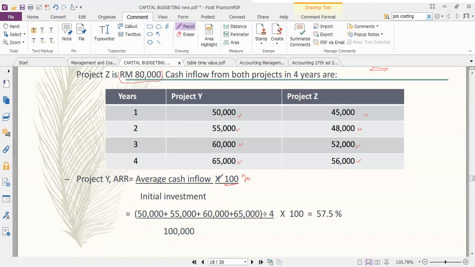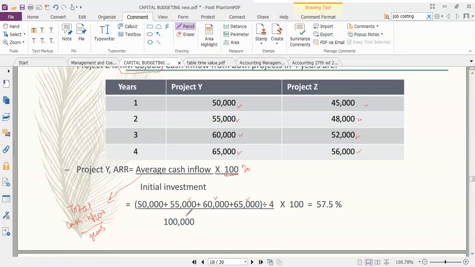Okay, how to calculate average cash inflow? You just, okay, purata. Average is purata, right? Average means that you total up all the inflow for the 4 years, and then you must divide with the years, 4 years. So that is how you calculate the average cash inflow. Total cash inflow divided by years. Okay, and then only after that you divide again by the initial investment. Okay, 50,000 plus 55,000 plus 60,000 plus 65,000, and then you divide with 4. Okay, you will get, I don't remember how much.